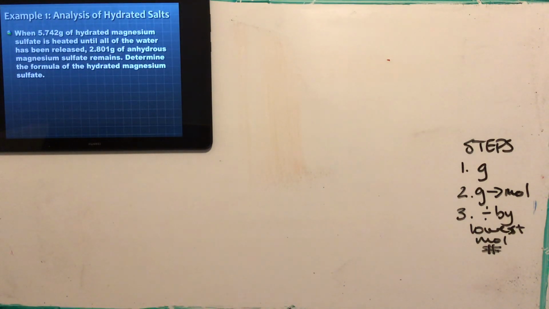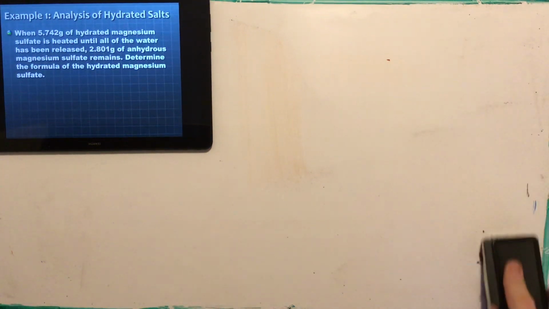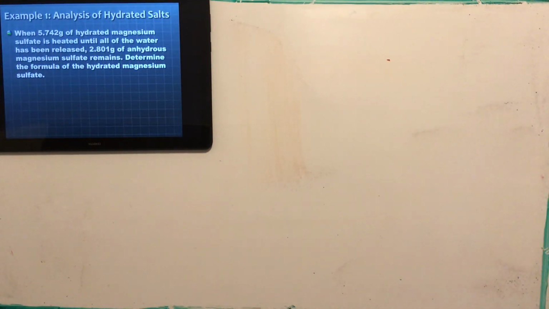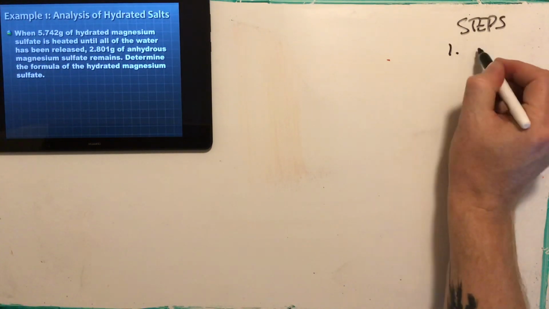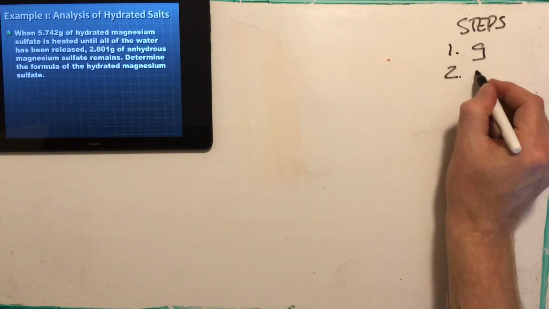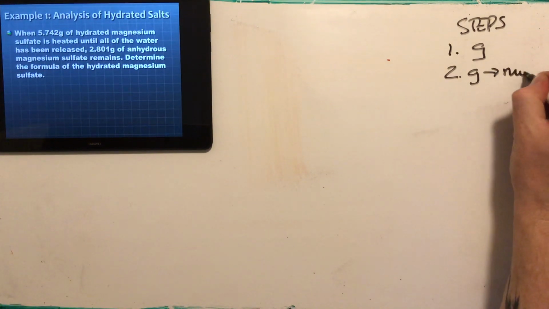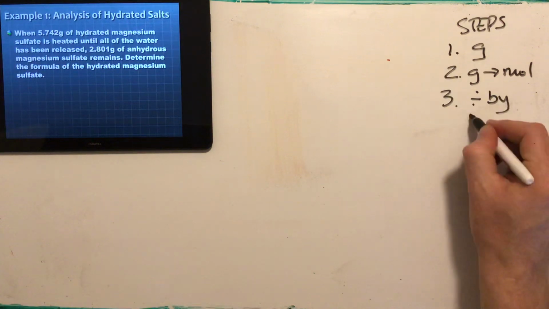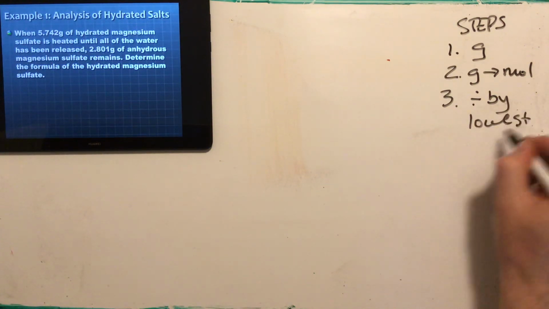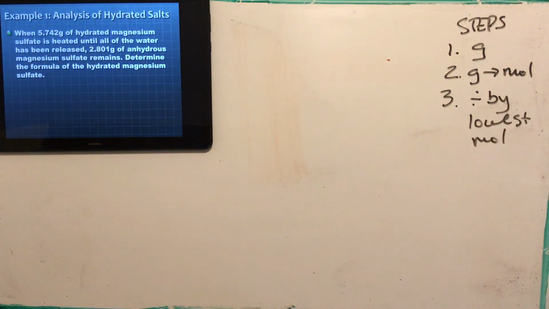So let's take a look at our first one here. I'm going to move these steps very quickly up to the top corner. Step 1, we need the mass. Step 2, the mass has to become moles. Step 3, divide by the lowest moles. All right, so these are the steps for formula determination. I just moved them really quick.